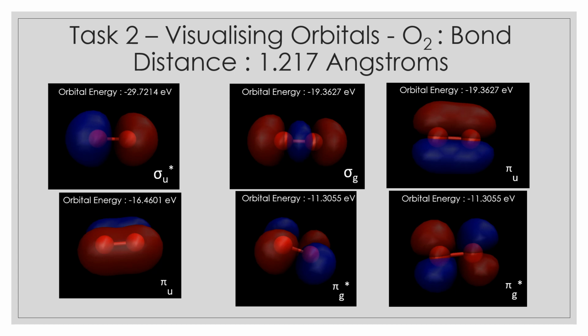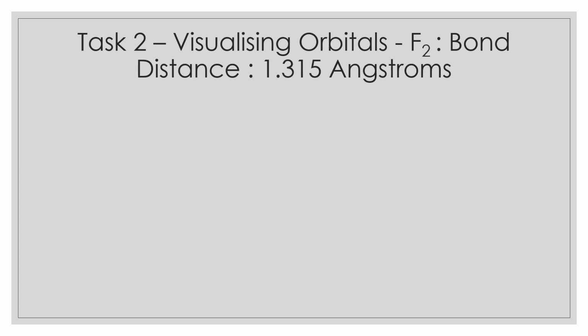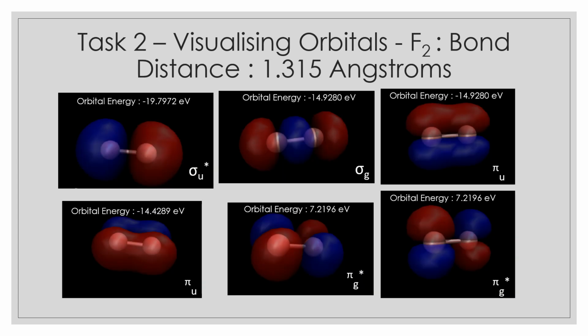higher nuclear charge. Finally, diatomic fluorine, found to have a bond distance of 1.315 angstroms, which is again longer than diatomic nitrogen and diatomic oxygen. We can see here that just like diatomic oxygen, the sigma G orbital comes before the pi U orbitals, which satisfies what was said about sigma G being lower in energy than pi U.